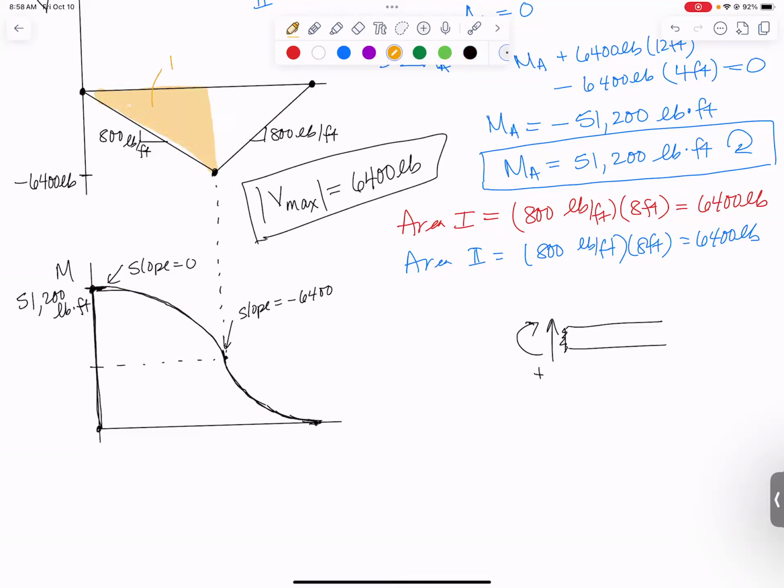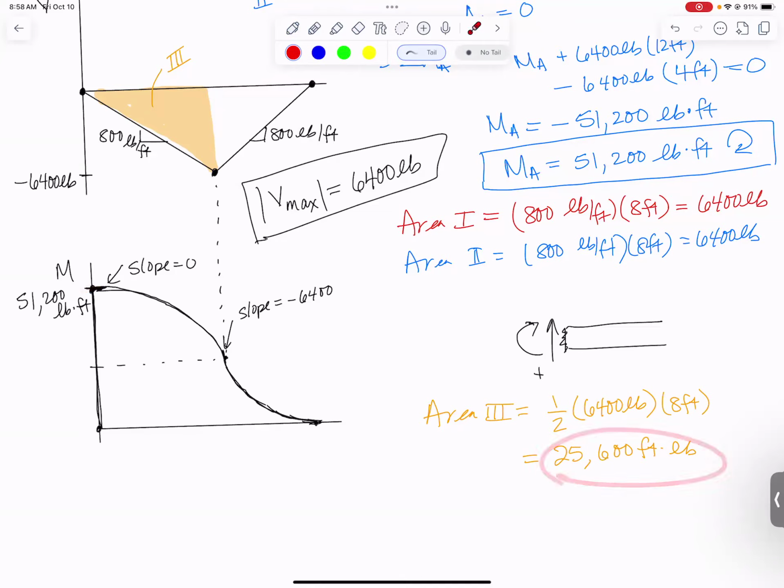Let's call that area 3. It's a triangle, so we'll do 1/2. One of the sides is 6,400 pounds, and the other side is 8 feet. So if you multiply all of that out, you get 25,600 foot-pounds. So we started at 51,200. If you subtract from it 25,600, you end up at 25,600 pound-feet or feet-pounds. We've gone exactly halfway down because guess what's going to happen?